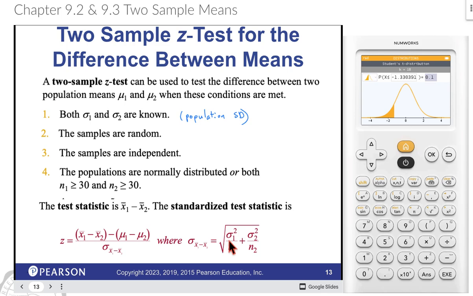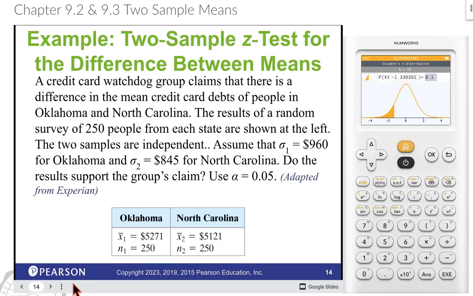And then these are the formulas that get used. Fortunately for us, in NumWorks these are embedded into the calculator. So what we're going to do is enter the statistics, the means, the standard deviations that are given, and the level of significance, and the calculator will use these formulas to calculate a z-value and then set it up for us in a normal curve because we're dealing with z.